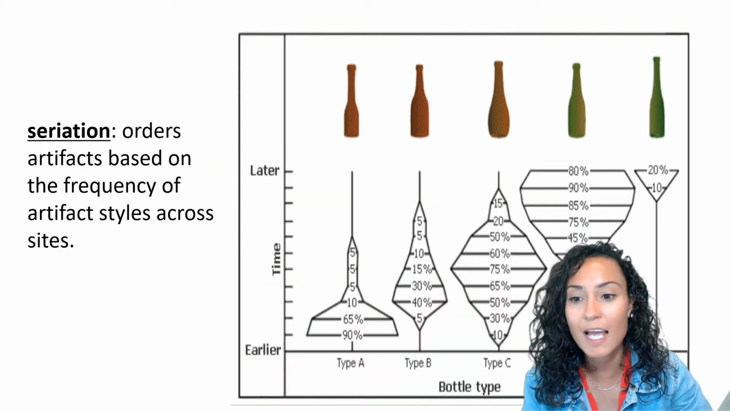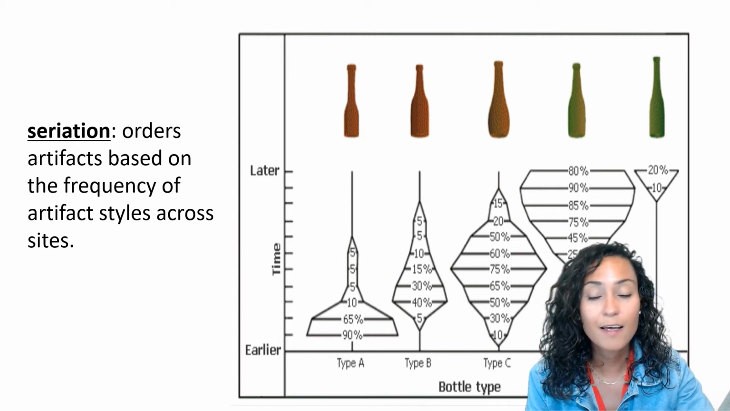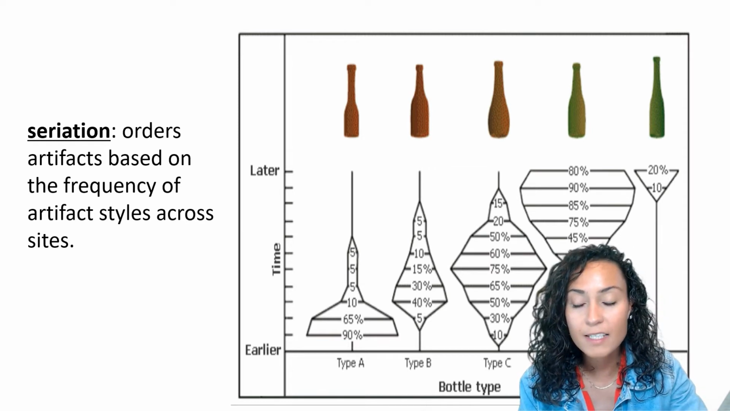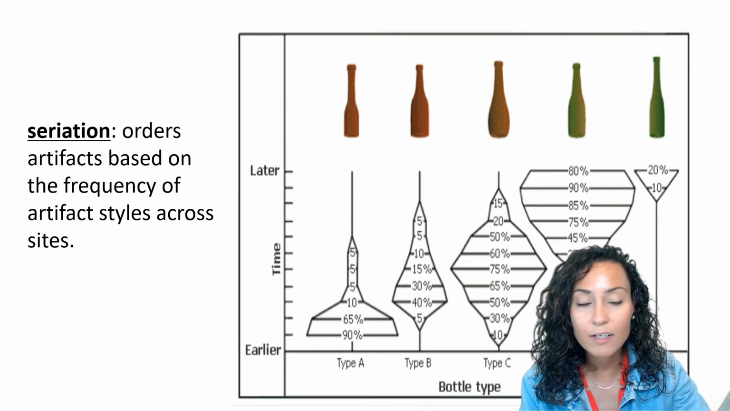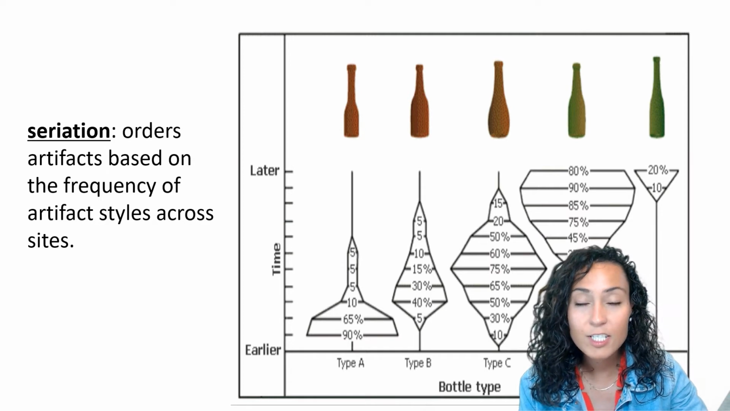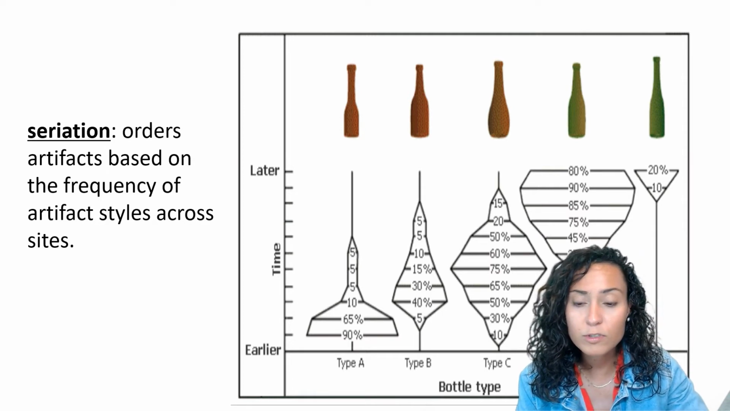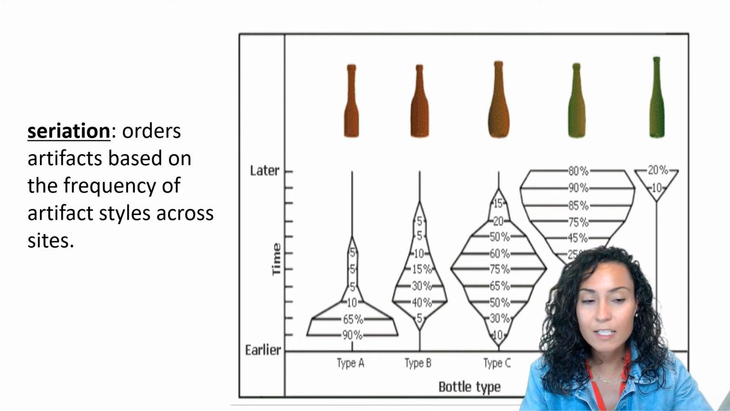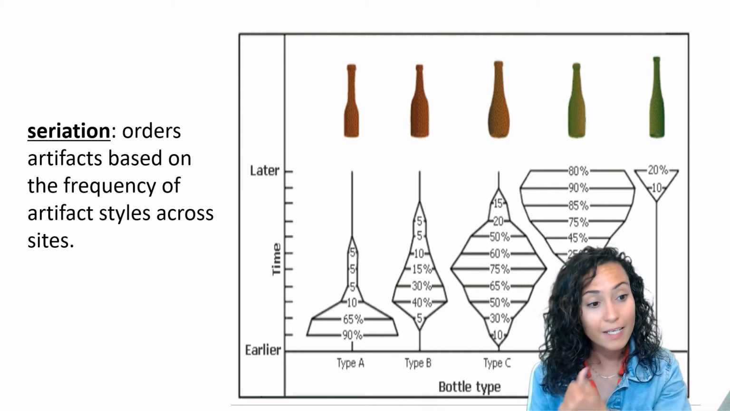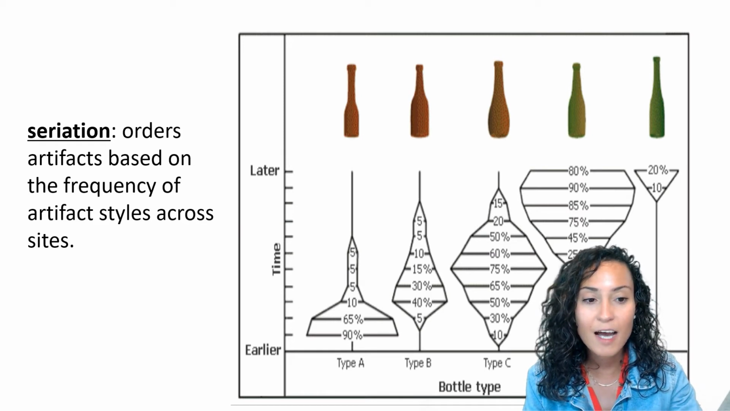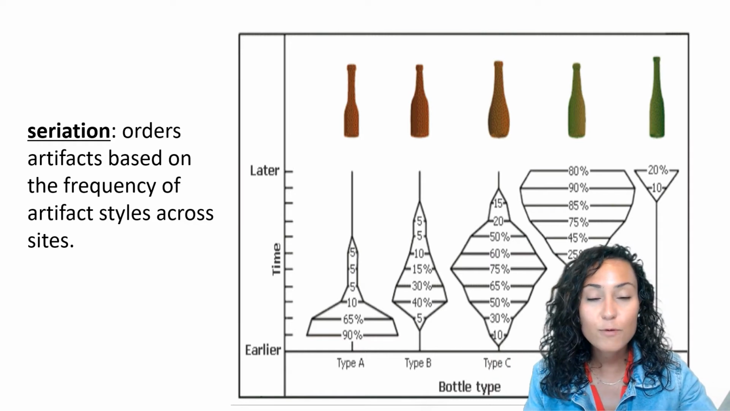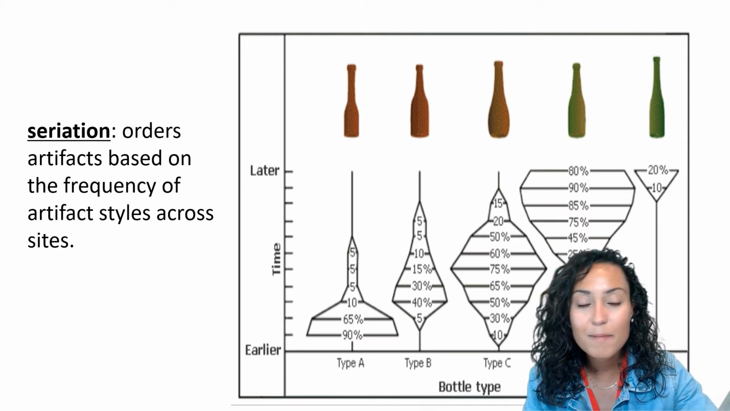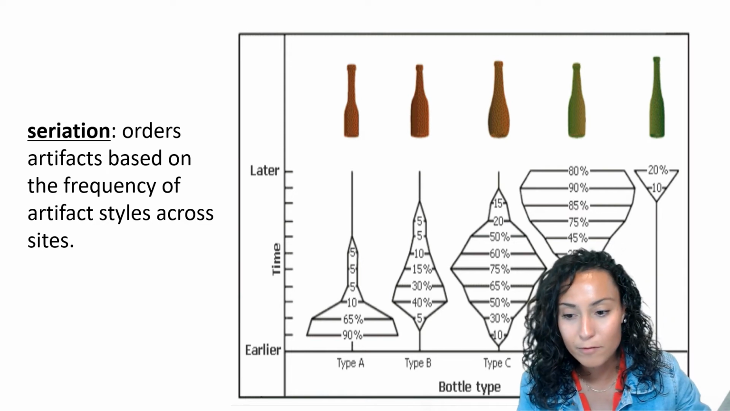Another key relative dating technique popularized during the culture history phase of archaeological research is called seriation. Seriation involves ordering artifacts based on the frequency of artifact styles across sites. So seriation is based on the basic idea that one cultural style slowly replaces an earlier style over time. So the idea here is you could take things like different types of bottles, like in the image behind me, and you could compare the styles that we have within a given site, and you would use their relative relationship to each other within the excavation unit to understand how people were changing the styles of bottles they were using over time.